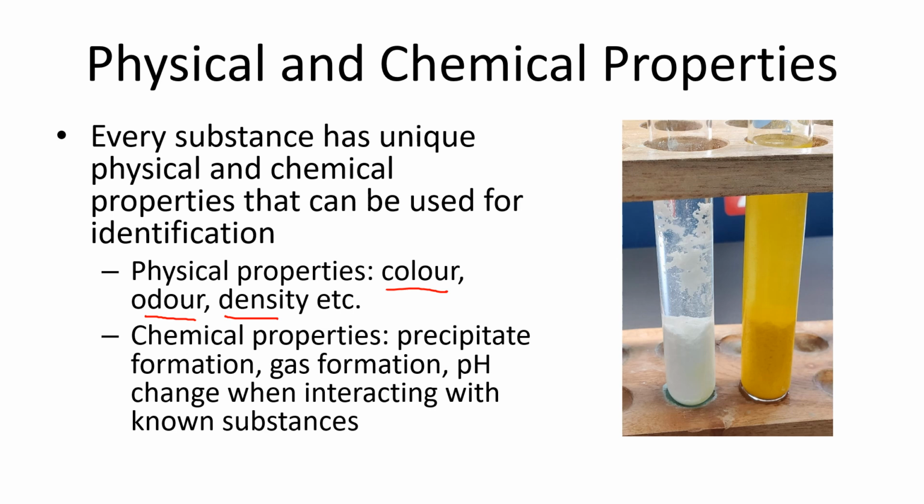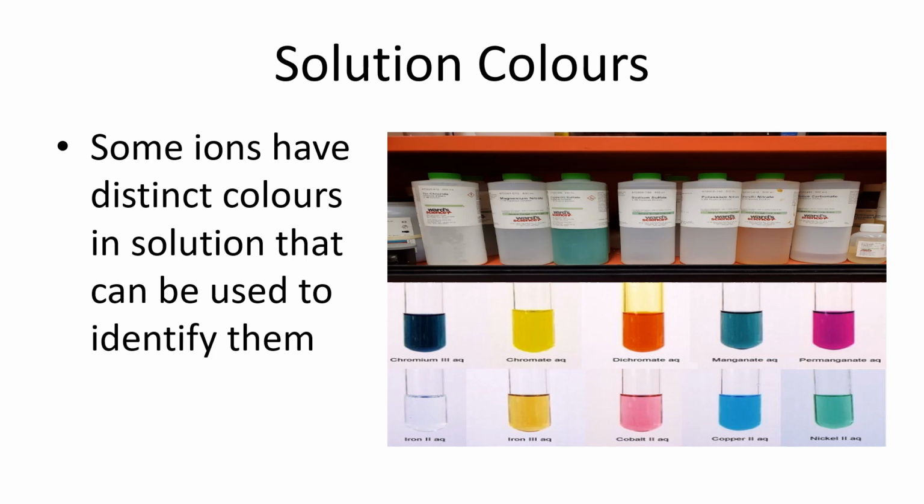The other thing is we can use chemical properties, how these chemicals react with others: see whether a precipitate forms, see whether a gas is made, see whether pH changes. Any identifying new substance that shows up can help us to narrow down what might be present. Okay, so we'll start with solution colors.